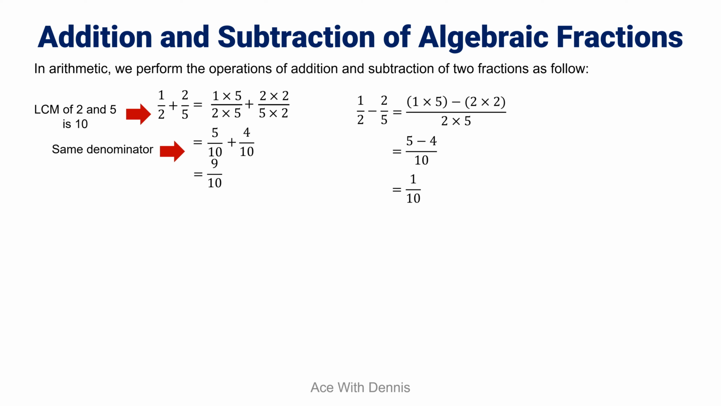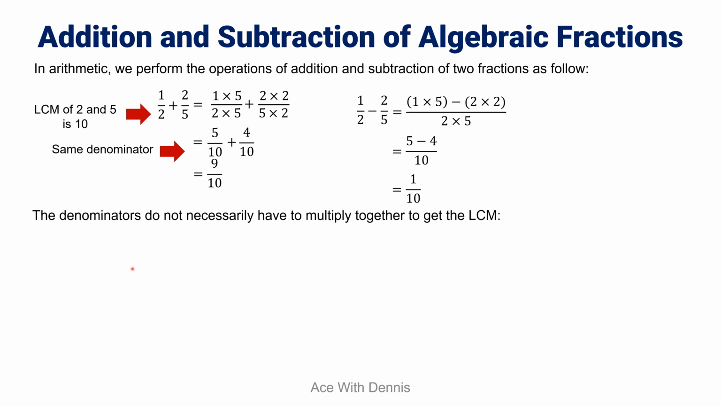So the idea is, we have to make sure that both fractions have a common denominator first before we can perform addition or subtraction. They must have the same denominator. This is the key point. However, as you can see from here, we can just multiply the denominators together, so we can get them to have a common denominator.